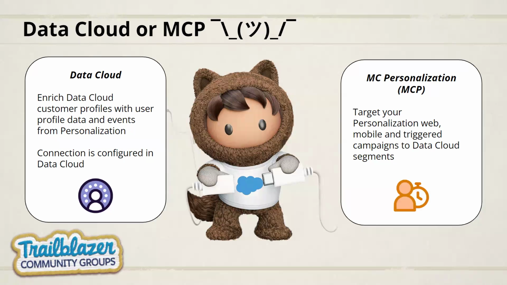So Data Cloud, on the left-hand side. From our perspective of looking at Data Cloud versus MCP, or looking at them together, Data Cloud enriches profiles from user profile data and events from personalization, and there's a connector configured to Data Cloud. All that is saying is that the rich information you're capturing from Marketing Cloud Personalization, from web, from a mobile app, from multiple channels, can be shared directly into Data Cloud to further augment or provide more detail into the unified customer profile that Data Cloud is creating.